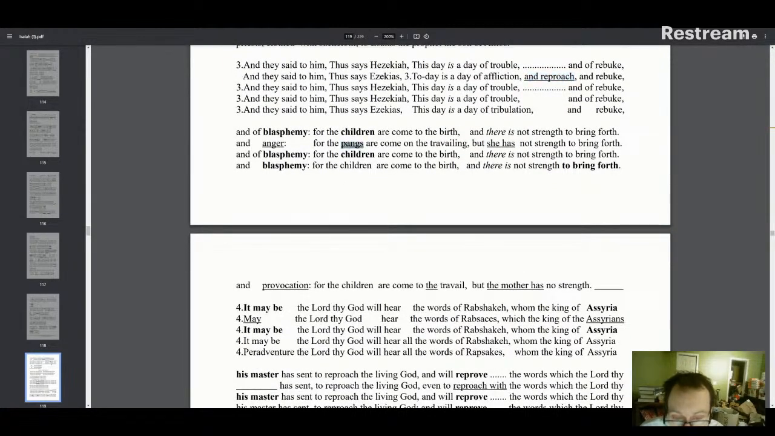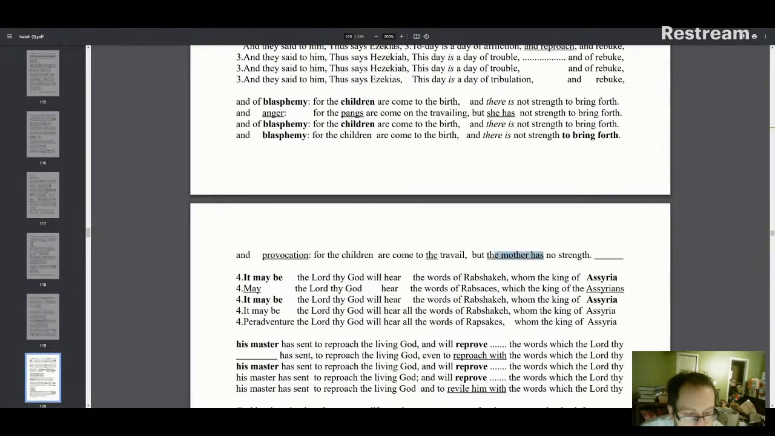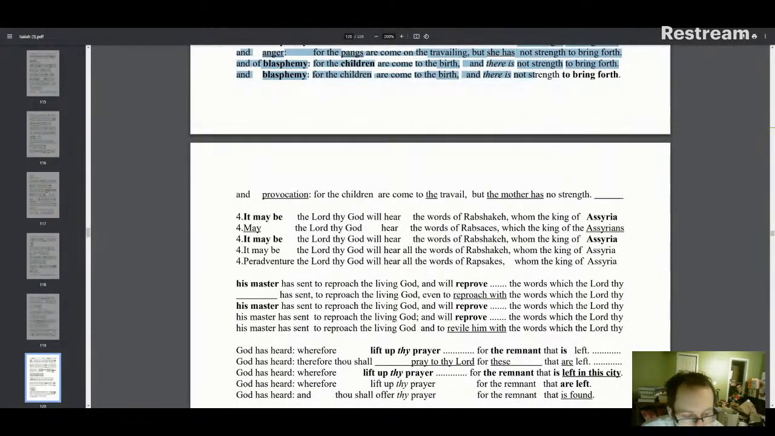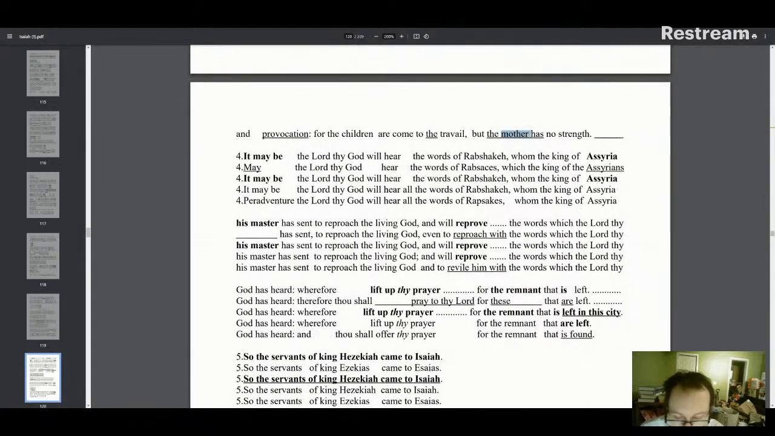Interestingly, pangs versus children. All the other versions say children. Septuagint is the only one that says pangs of Isaiah. The mother has no strength. That is in the Septuagint of 2 Kings. All the others don't mention mother. So mother's probably not the correct reading. Okay. Here we have his master. All other versions say his master. Septuagint, the only one that doesn't, of Isaiah.